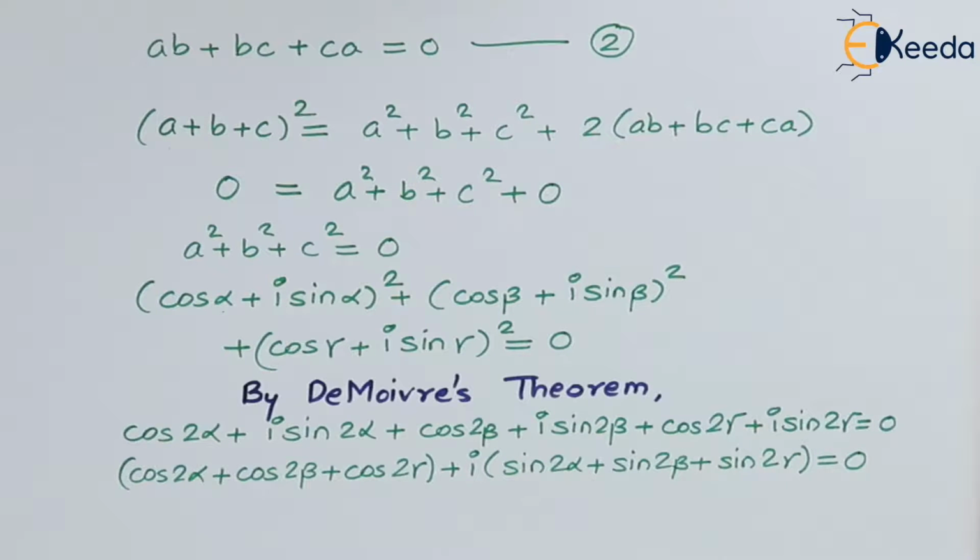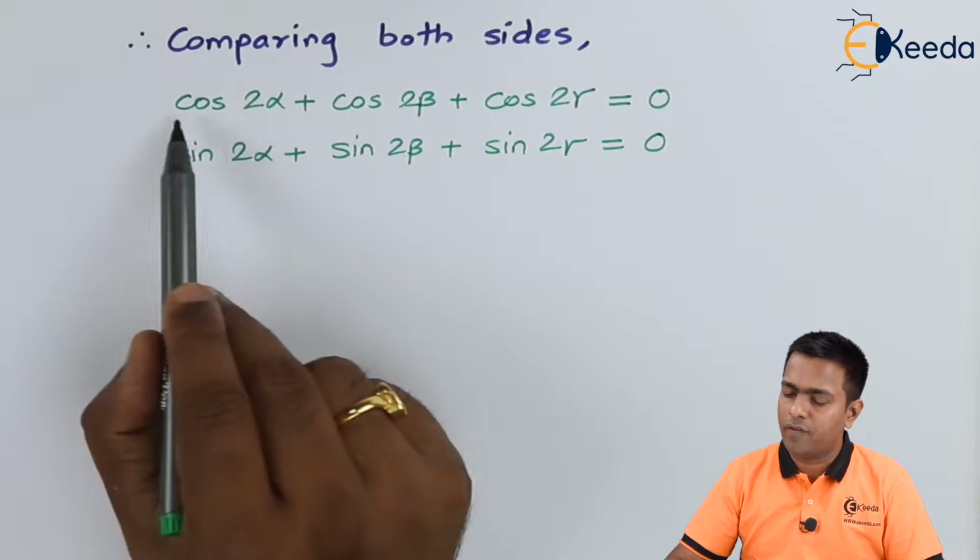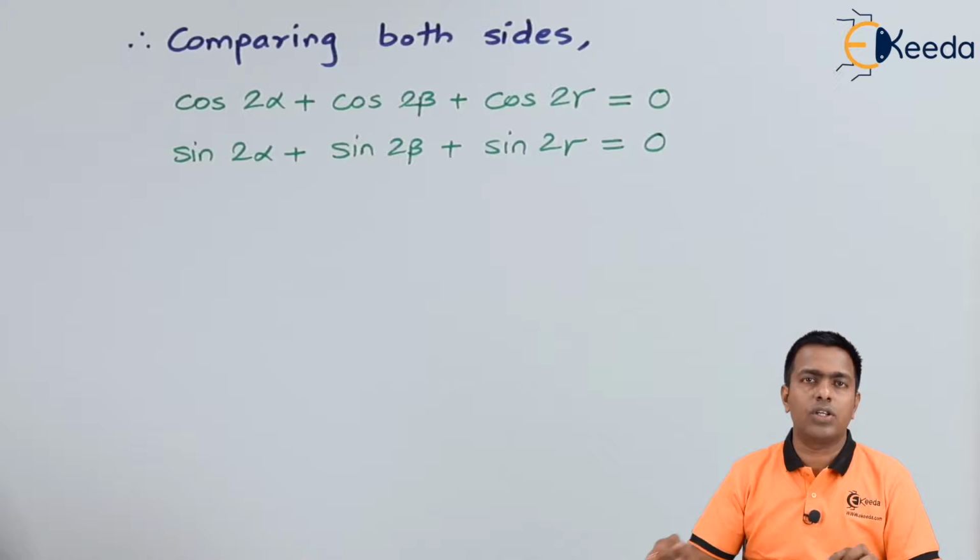We can assume this as a complex number, and since the equal to sign is given in between, by comparison we can equate the real part with the real part and the imaginary part with the imaginary part. So by equating, we'll get cos 2 alpha plus cos 2 beta plus cos 2 gamma is equal to 0, where both are the real part, and sin 2 alpha plus sin 2 beta plus sin 2 gamma is also 0.